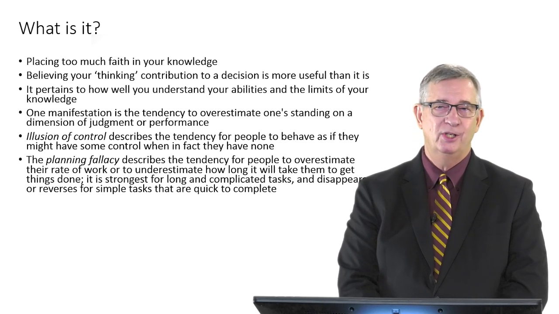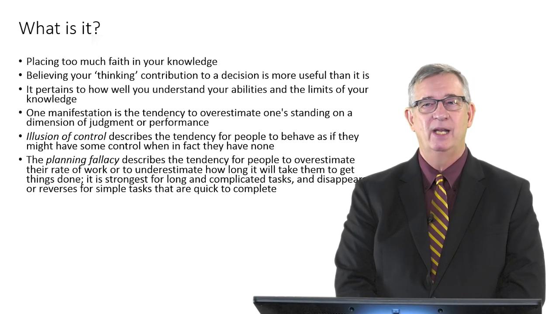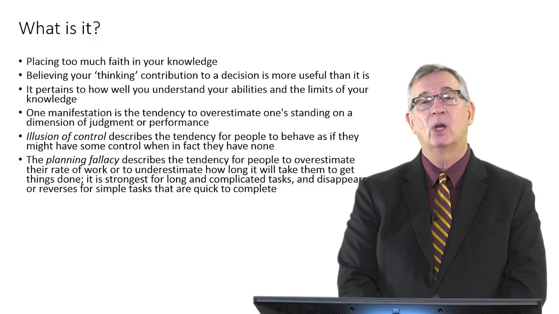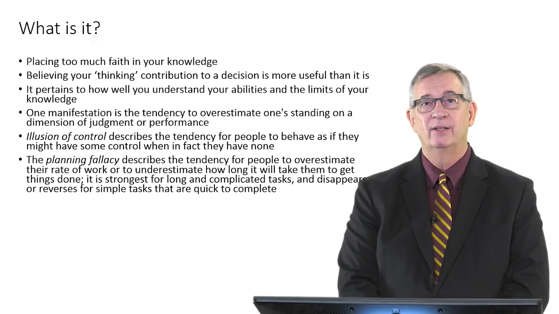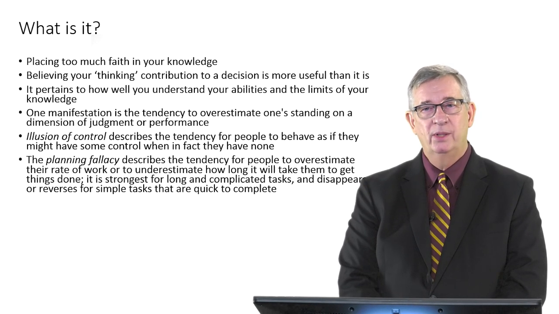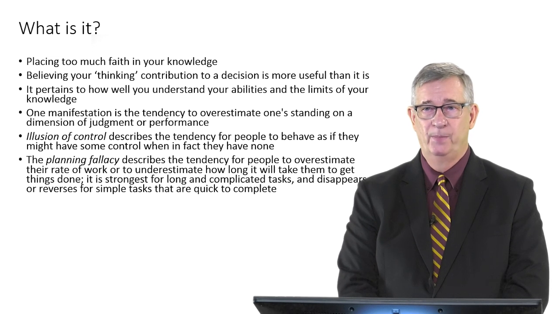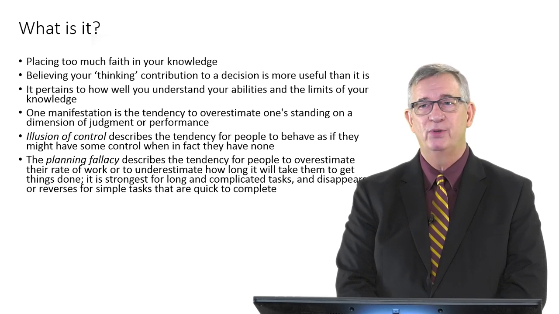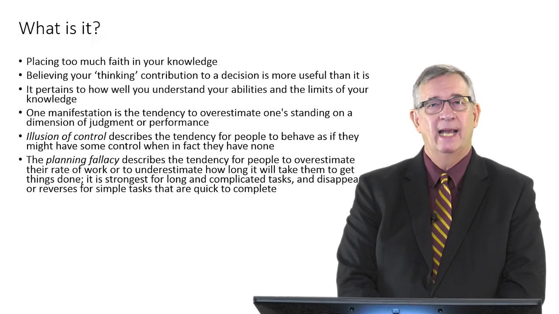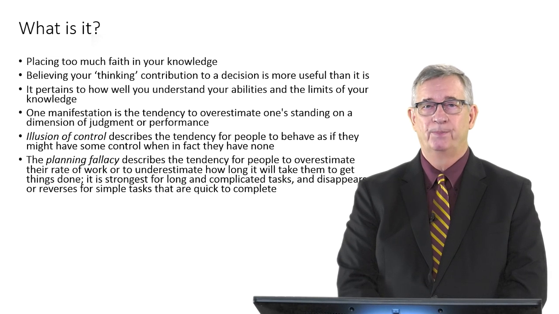One manifestation of overconfidence is the tendency to overestimate our standing on the dimension of judgment and performance. So when people ask us about the quality of our decision, we tend to overestimate that quality. There's another concept called the illusion of control that overconfidence manifests in. And that's the tendency for people to behave as if they might have some control when in fact they actually have none. So that's called the illusion of control.